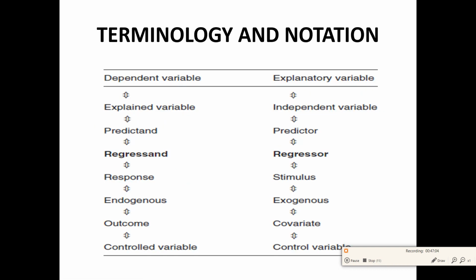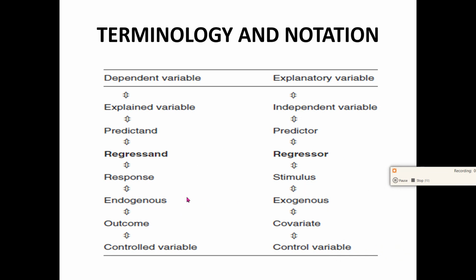Then there is some terminology and notation. I won't read all of it because it is quite evident on the screen, but I am providing this information because if you refer to different textbooks or research papers, these types of expressions may be used. For example, the dependent variable may be called the controlled variable or the endogenous variable, and so on. There are different terminologies that could be used, and it is expected that you know all of them, right?